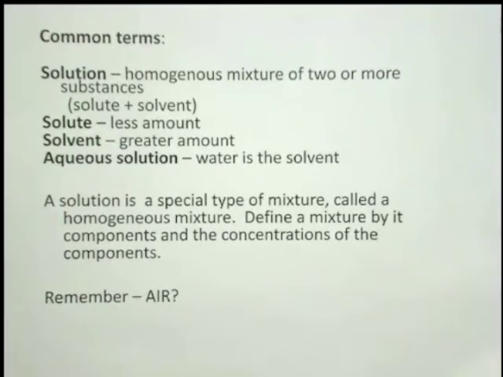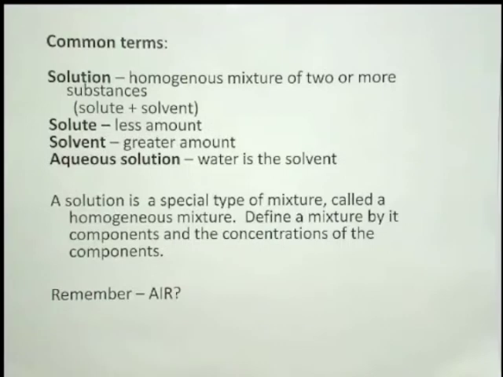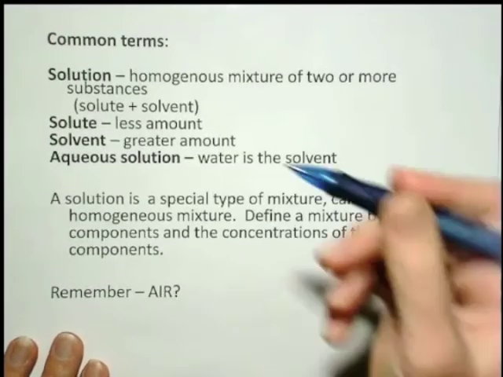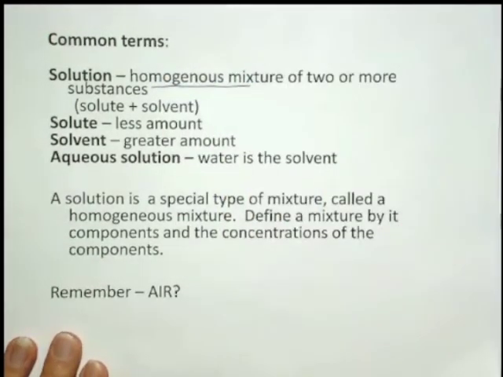Now, a solution is just a type of mixture. It's a special type of mixture called a homogeneous mixture of two or more substances. And a homogeneous mixture is when the components are evenly distributed throughout. And what that means is if you sample the solution at one point in your sampling device, you should get the same concentration of components as if you sampled another. So it's an evenly mixed, homogeneous mixture.